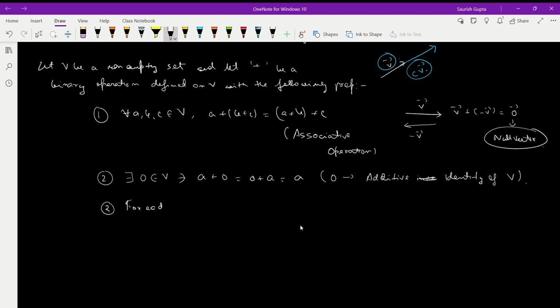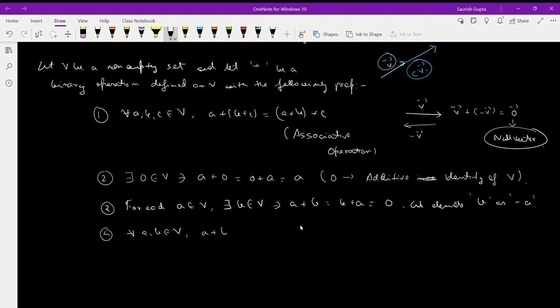Number three, for each element A in V, there exists an element B in V such that when you add B to A from either side, you get the additive identity back. We denote this element B as minus A. And number four is that for all elements A, B from V, A plus B is the same as B plus A. So it's commutative.